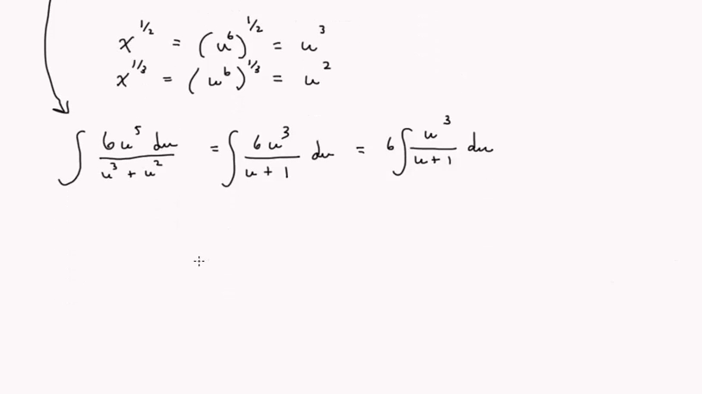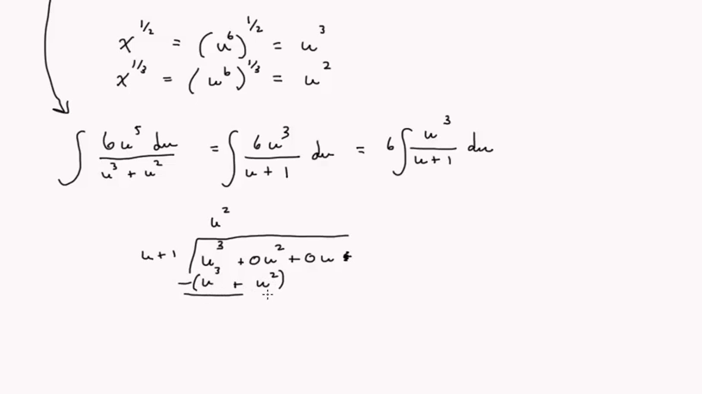How exciting. So we would have to take u cubed divided by u plus 1. Now I'm going to put some dummy variables in here: 0u squared plus 0u plus 0, I guess, or nothing. So how many times does u plus 1 go into u cubed? That would be u squared. So then it's u cubed plus u squared, from which I would subtract. This is just good old-fashioned long division.